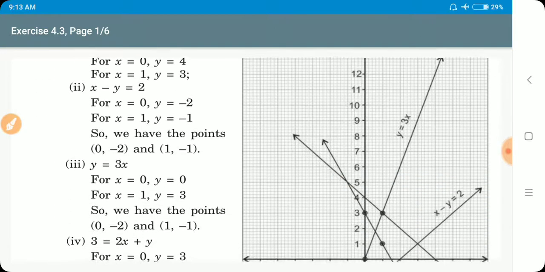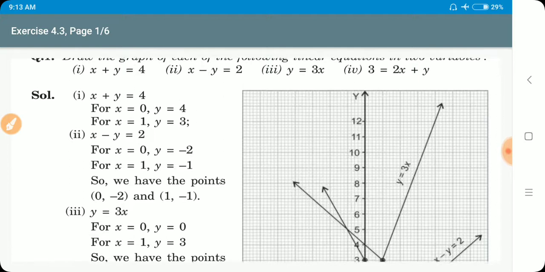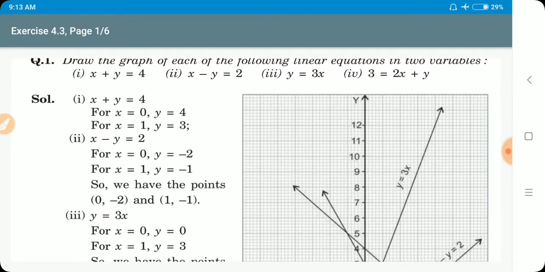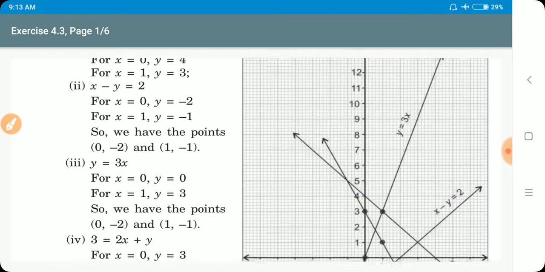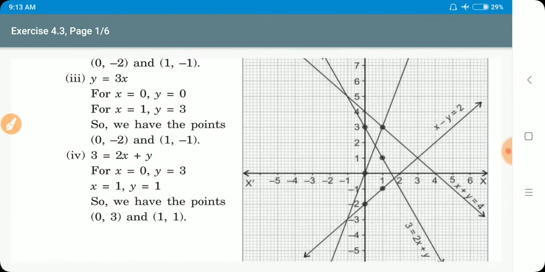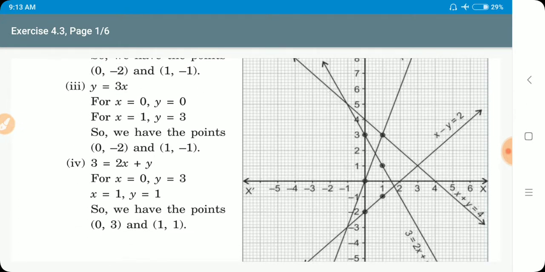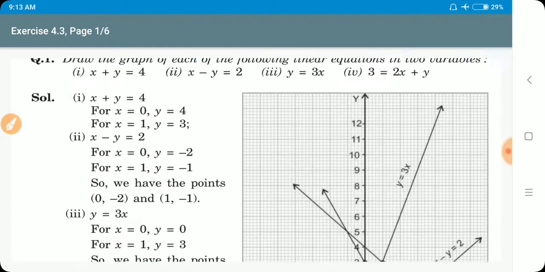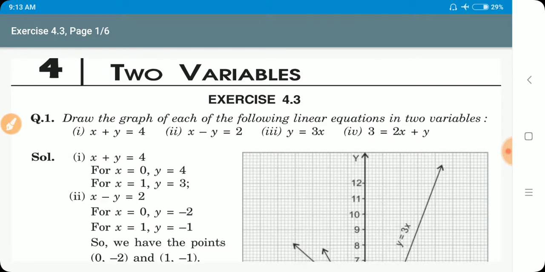My student, you must see first of all, the first equation is x plus y is equal to 4. So here you can see x plus y is equal to 4. This is that line, okay? So this is the representation of that equation. So I'm going to tell you how to represent these.